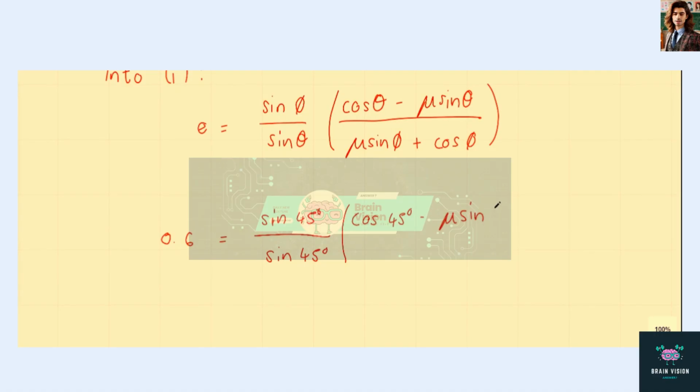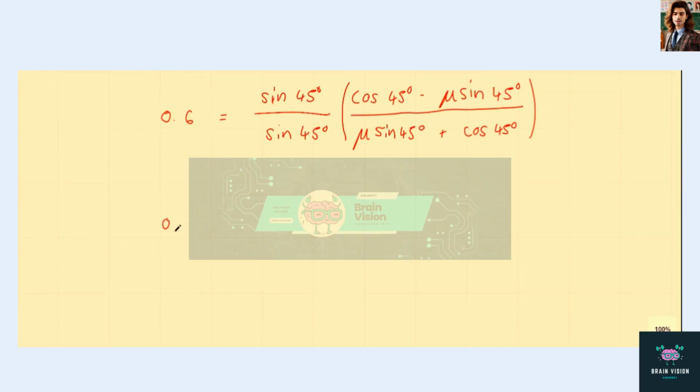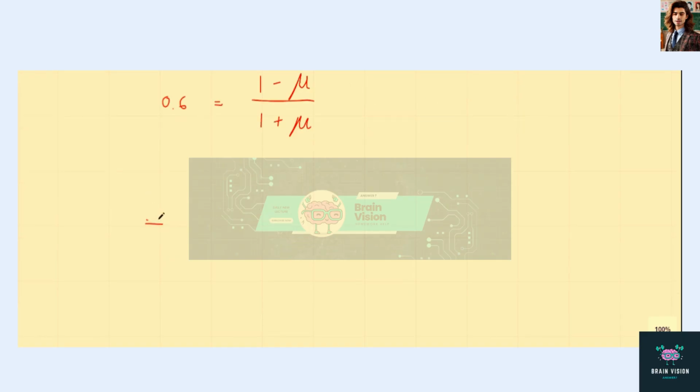We wish to calculate for mu, sine 45 degrees over mu sine 45 degrees plus the cosine of 45 degrees, and theta and phi are both 45. So simplifying, we get 0.6 is simply 1 minus mu over 1 plus mu. And so rearranging, we can find the coefficient of friction between the ball and the ground, mu, to be 0.25.